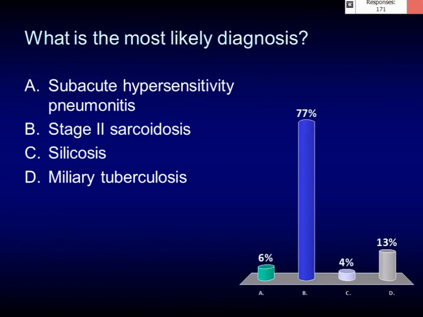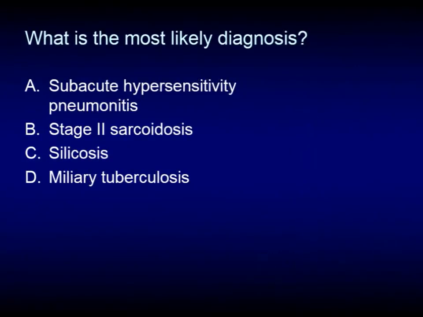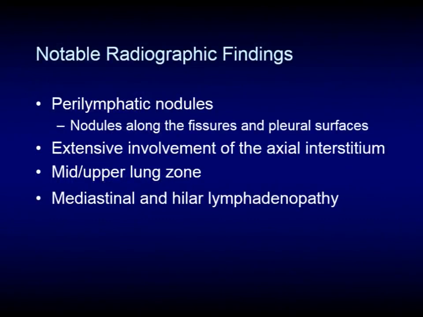Great. You guys are right on. This is indeed stage 2 sarcoidosis. What we saw here was a completely different pattern, a micronodular pattern of nodules less than 1 centimeter that are too numerous to count. Moreover, these nodules were really preferentially lining areas that involve the lymphatics, such as the pleura, the fissures, as well as the axial interstitium or the bronchovascular bundles. On the axial views, we saw that the distribution was slightly more preferential to the mid to upper lung zones.